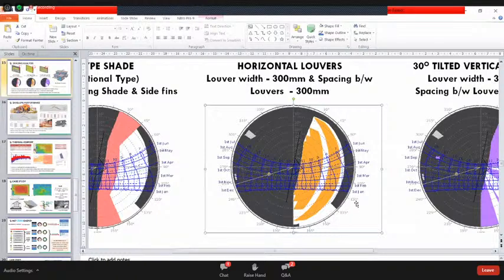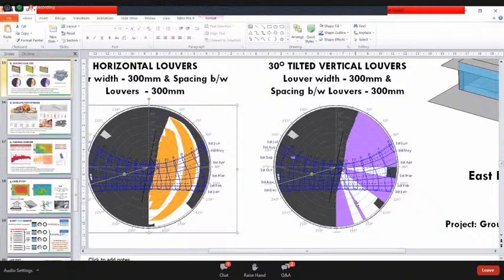Then we did the same simulation with vertical louvers tilted at 30 degrees. With vertical louvers, there was not much benefit, as most of the hours are exposed. With the 30 degree tilted vertical louver, it is shaded for most of the hours in periods like April, May, June till September, whereas at other timings it is exposed at different times of the year.